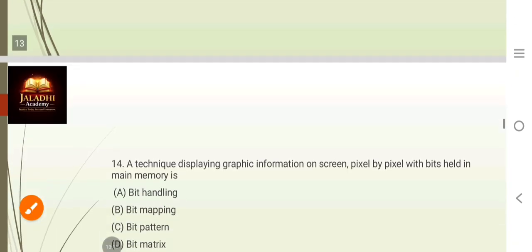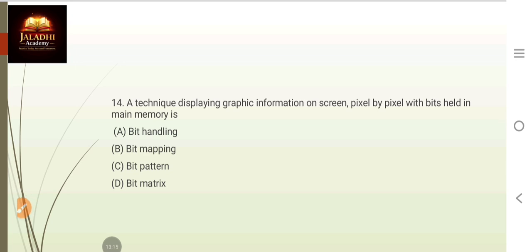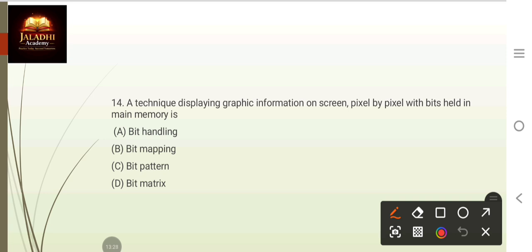Then we'll move to the next question. A technique of displaying graphic information on screen pixel by pixel with bits held in main memory is. We'll see one by one. Bit handling is not the correct answer. Bit mapping stores an image pixel by pixel. The question says pixel by pixel with bits. Bit pattern is not a display method. Bit matrix is not a standard term related to this topic. So the correct answer is bit mapping. It is a technique of displaying graphic information on screen pixel by pixel with bits held in main memory.